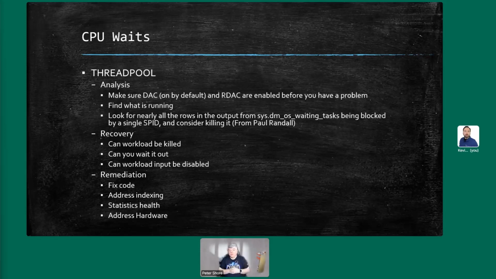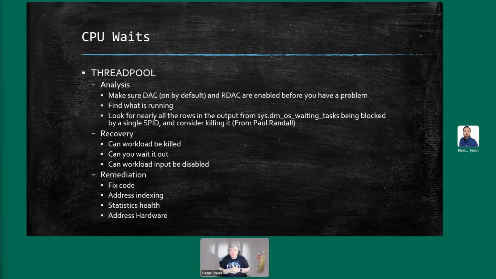Also, can we disable some workload? Can we stop piling on? In that situation where we had workload that we couldn't stop, it was in a heavy sales period, we ended up having to fail over our cluster. Yes, we were physical on-prem. We failed over our cluster to kill the problem, because that was the only way we could kill it at the time.